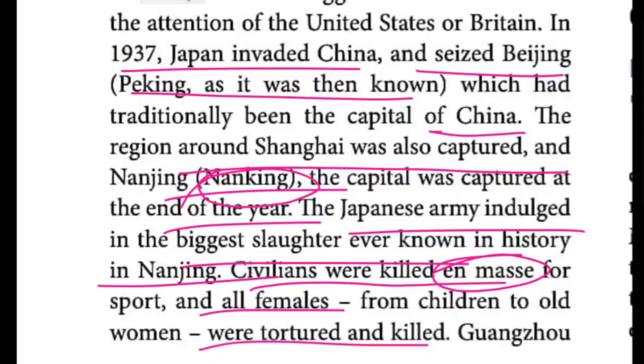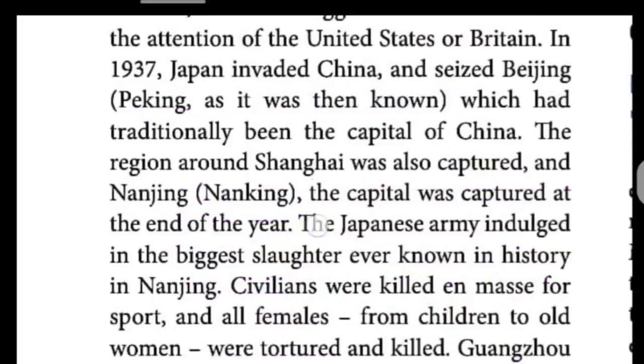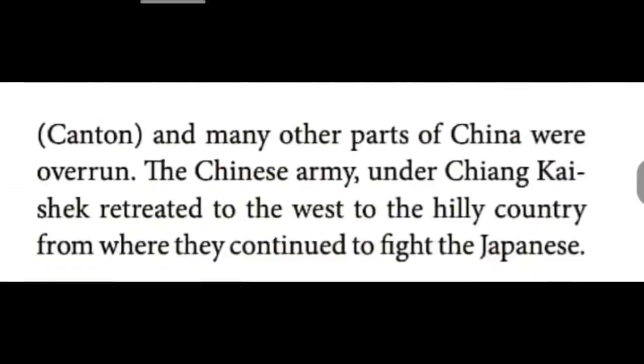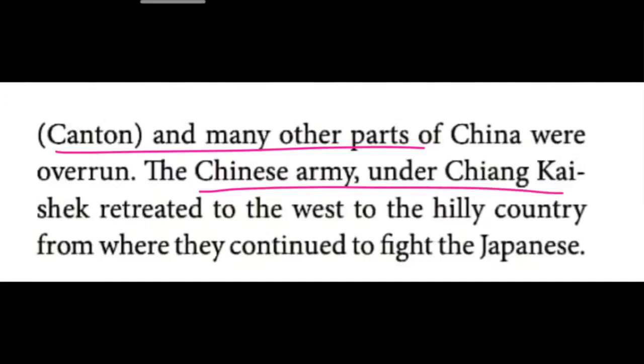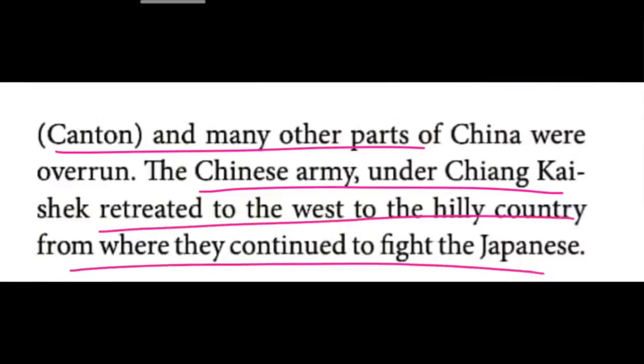So the next place name that is given is Guangzhou. How to pronounce? Guangzhou. Guangzhou, otherwise called Canton, and many other parts of China were overrun. Overrun in the sense, what is the meaning? Captured. The Chinese army under Chiang Kai-shek, this personality, he was the leader of China at that time. What he did was he retreated, he went to the western hilly areas. From there, continuously he fought against the Japanese.